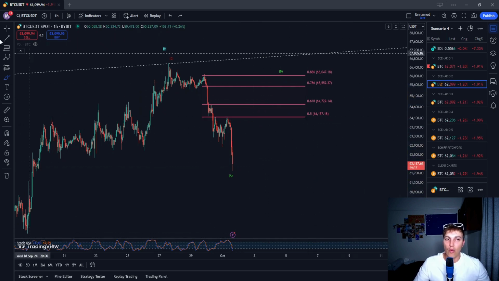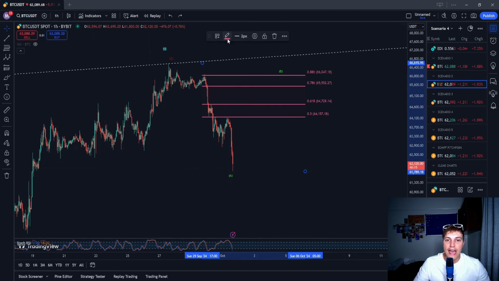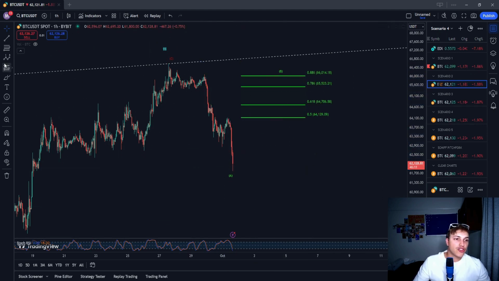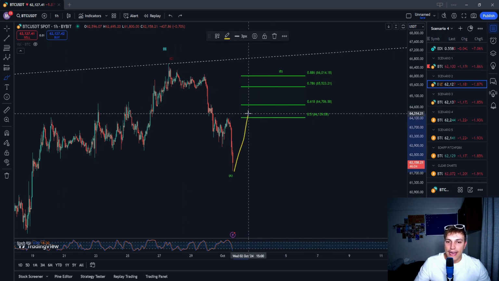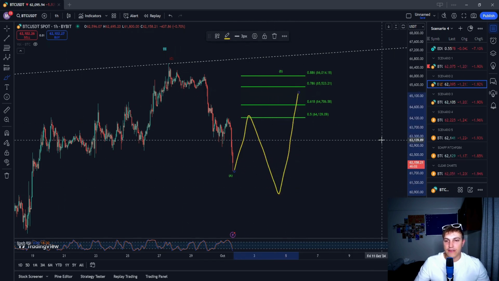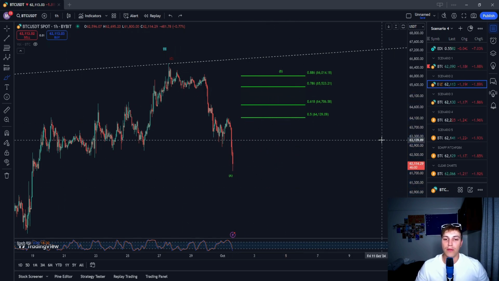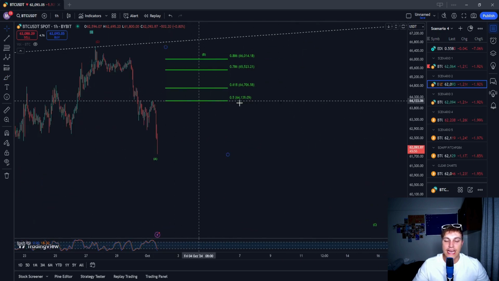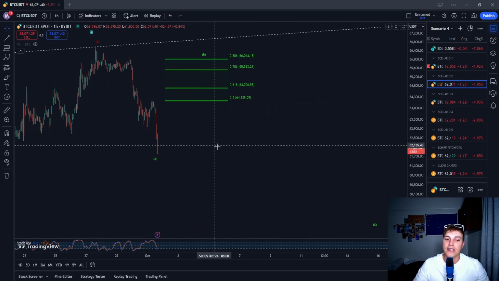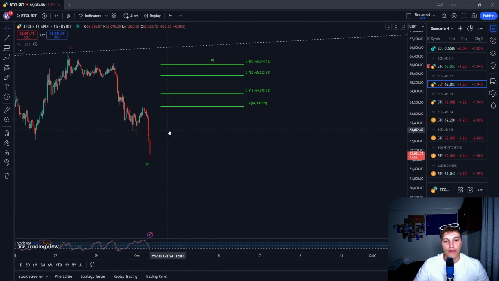This B wave would be in 3 waves, as I will show you now how. This B wave would be in 3 waves, doing an A, B, C, or an A, B, C. There are two structures here which could play out, but we'll track that when the time comes. That would only happen in the next 3 or 4 days. At the moment, we are just trying to finish off this impulse.